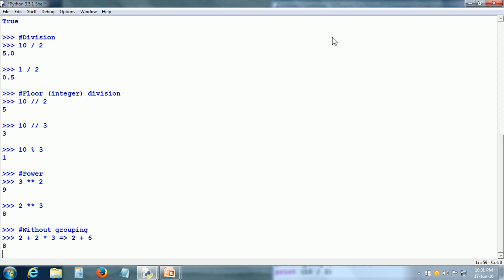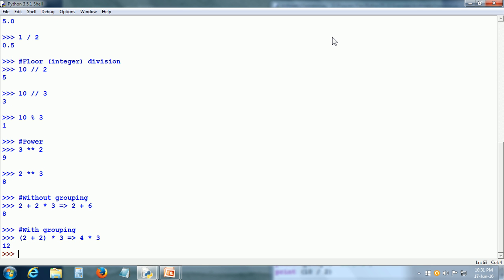So if we write something like 2 plus 2 into 3, what happens is that 2 is multiplied by 3 first. So that gives 6, then 2 and 6 are added, which gives the result as 8. Now if we want to change the order of operations, we can do so by using parentheses. So here we have grouped 2 plus 2 with parentheses. So 2 is added to 2 first, this gives 4, then 4 is multiplied by 3, which gives 12.